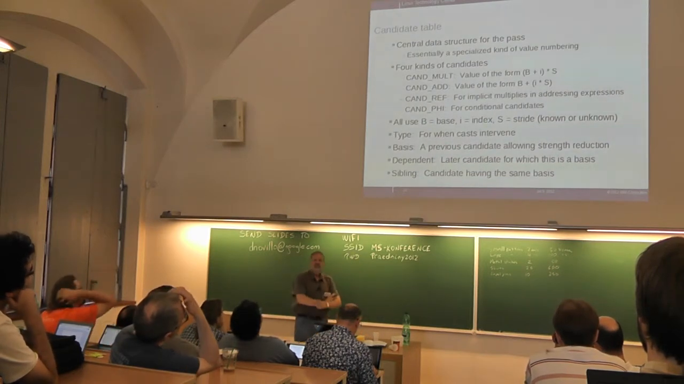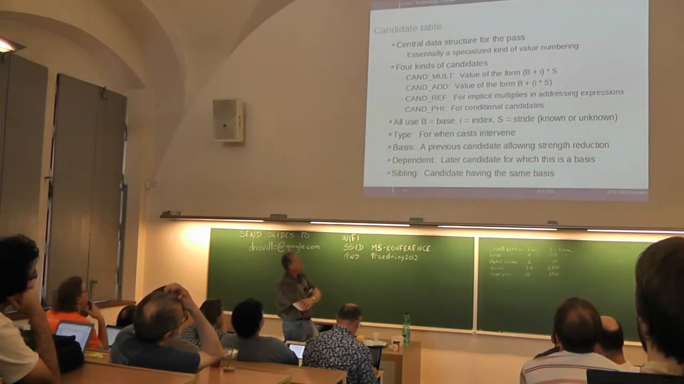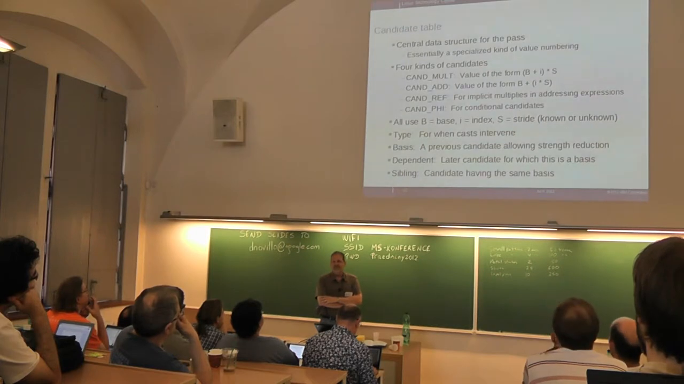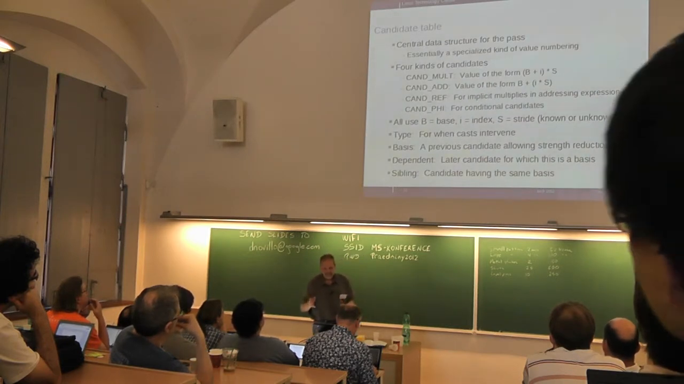Okay. So I mentioned that the candidate table is the central data structure for the paths. And what we're really doing here is we're inventing yet another kind of value. It's a little bit more complex kind of value engineering that's looking for specific kinds of candidates.